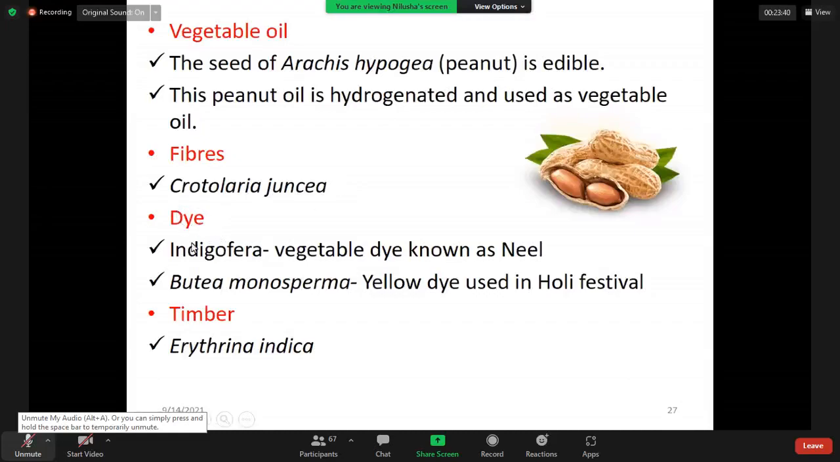Next one is dye. Some plants in the Fabaceae family contain dye. An example is Butea monosperma. You can see a picture in a later slide. This plant produces some dye, and Erythrina indica also comes in this family Fabaceae. It is used as timber.